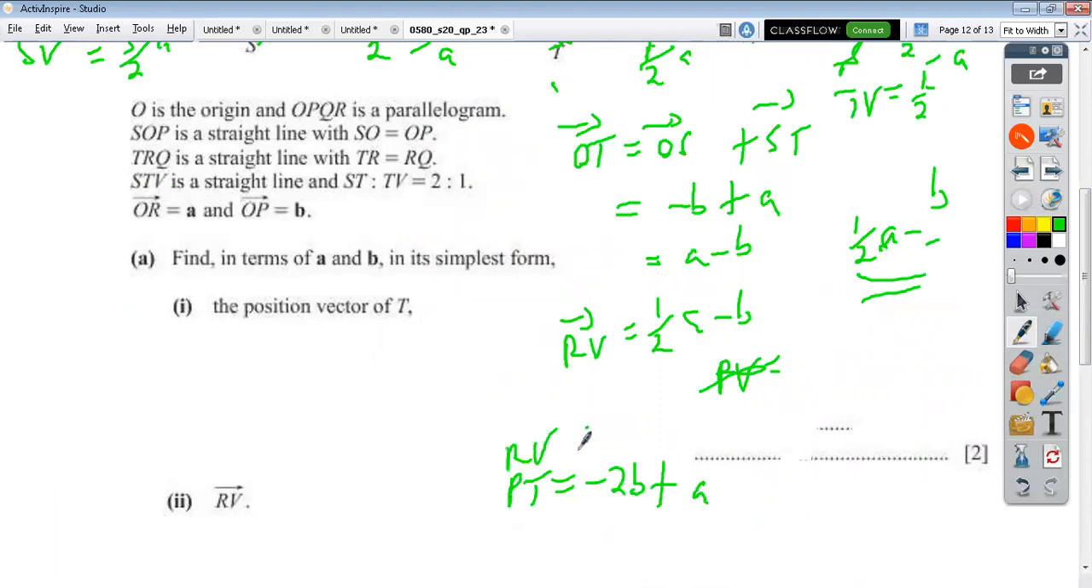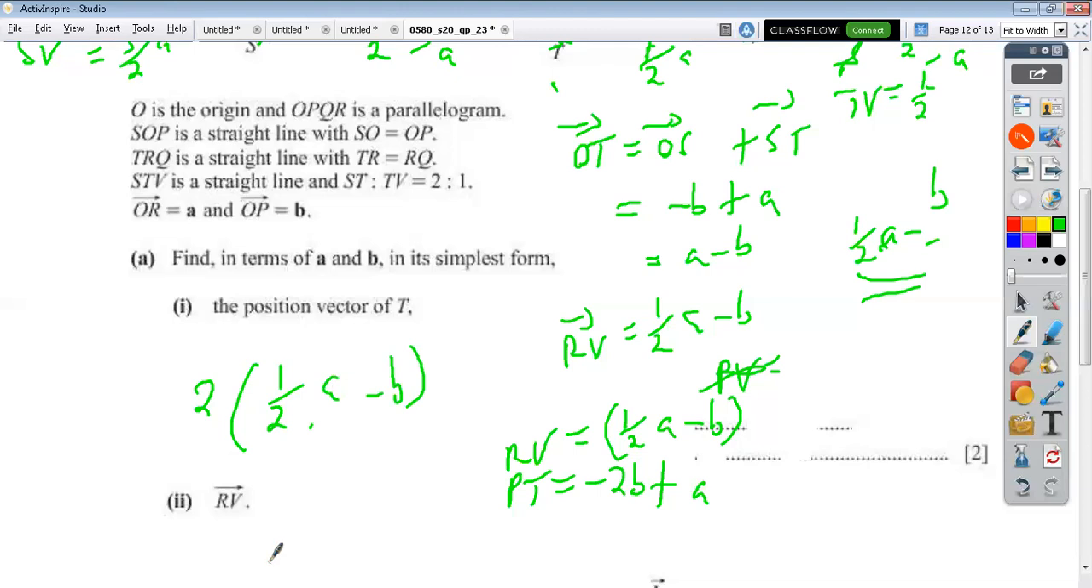Then RV is equal to half A minus B. So in vectors, let's see, is that what we have there? Half A minus B, which is correct. Then PT is A minus 2B. Now, what happens if you multiply this whole thing by 2? Remember, for vectors to be parallel, they have to differ by a scalar. What is 2 brackets half A minus B? I get exactly this. Can you see that?